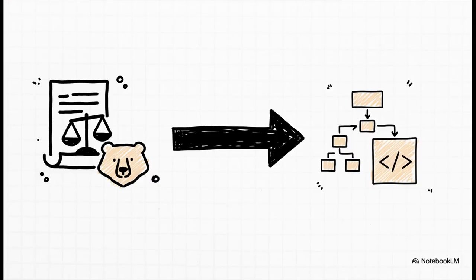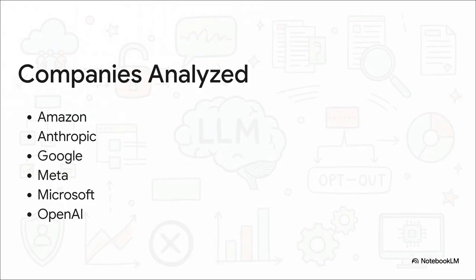They created a new system for this, a qualitative coding schema, and they based it on the principles in the California Consumer Privacy Act, the CCPA, which is one of the strongest privacy laws in the states. So which companies did they look at? They focused on 6 big ones: Amazon, Anthropic, Google, Meta, Microsoft, and OpenAI. The reason they chose this group is because they're all part of the Frontier Model Forum.